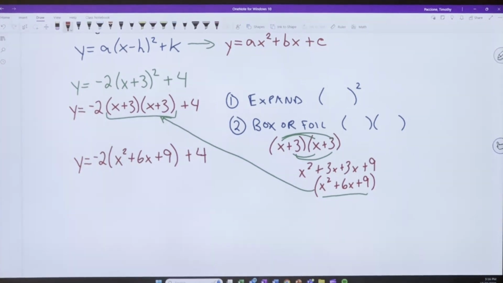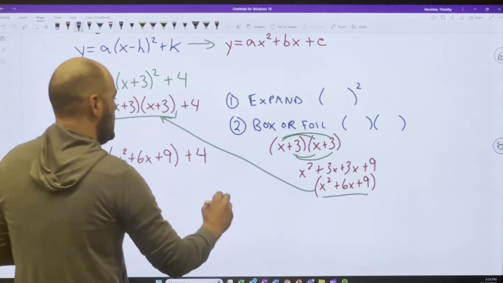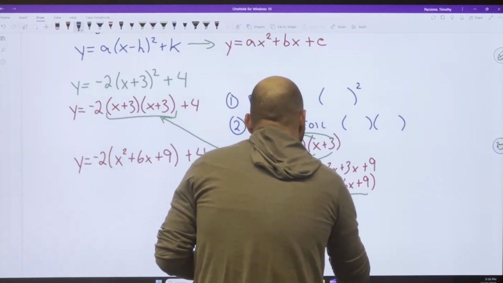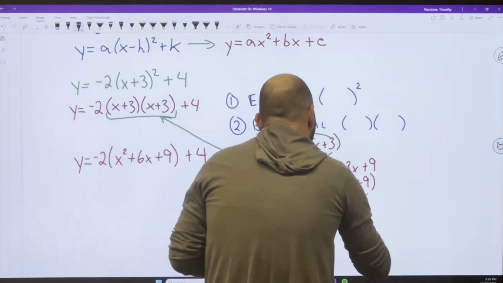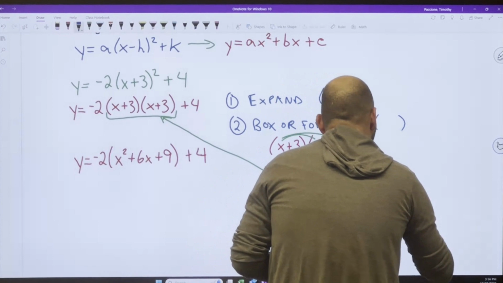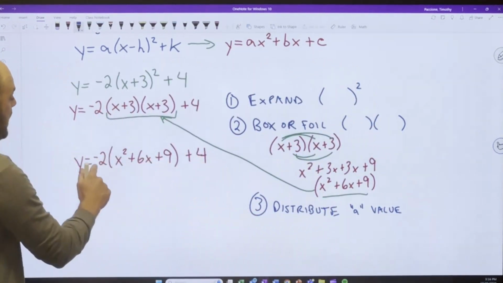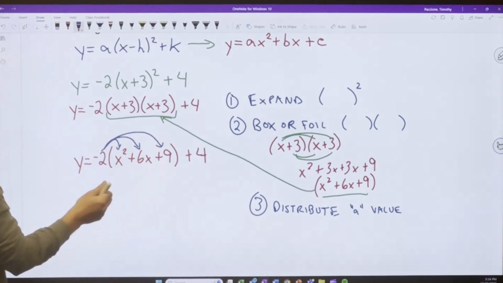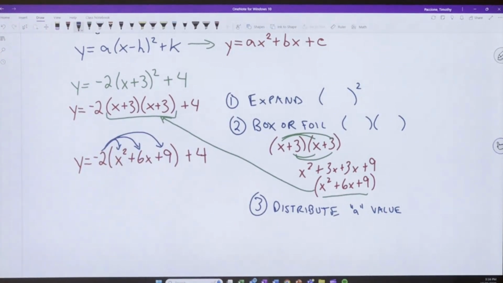Do you have to put the parentheses? Yes, because now I'm going to distribute. And I need to make sure I distribute to everything, right? Because my next step is distribute your a value, that number out front, okay? So this a value needs to go get distributed through, and that's why I put it in parentheses to make sure I do that, okay?